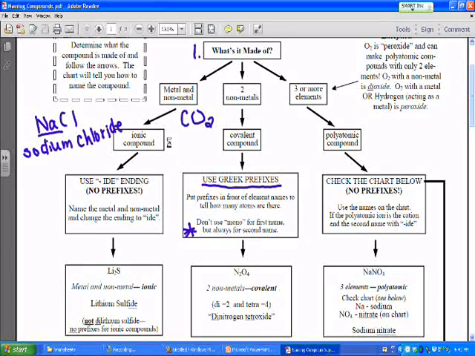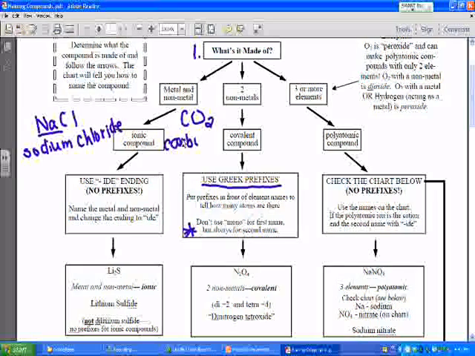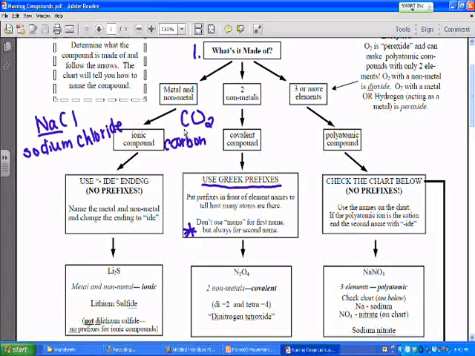Now, normally you would think you would put monocarbon, but we never use mono in front of the first element. We only start using mono with the second element. So we would name this one carbon, just like it is on the periodic table. Di for the 2, right here, because it tells us how many atoms. Oxide. So if this was an ionic compound, we would just call it carbon oxide. But it's not, it's covalent, so we have to make sure we add those prefixes: carbon dioxide.